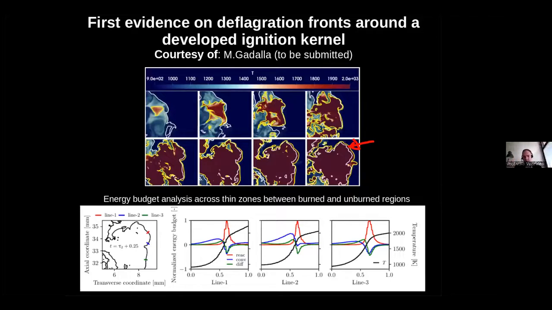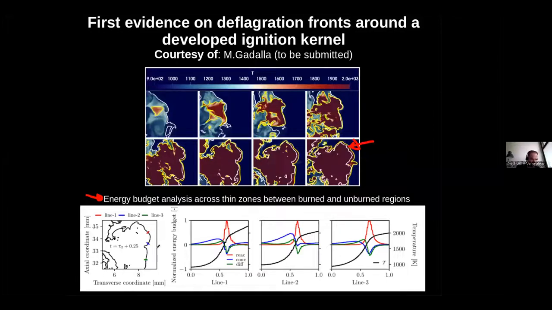kernel, and the hypothesis is that this is a premixed flame, or if you wait for long enough, then it becomes a premixed flame, a deflagration front. And what we did was we did energy budget analysis. I mean, we did many kinds of analysis, but this is just the simplest one probably, to look at the energy budget across the thin zones between the burned and unburned regions.